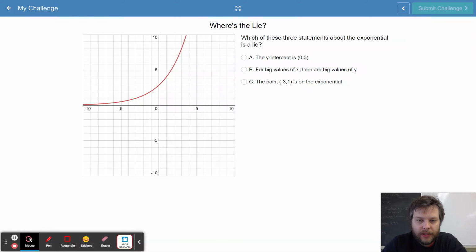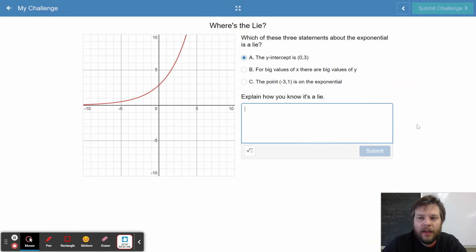I want you to think about it yourself, please. Think about which one is a lie. Well, let's look at the y-intercept. The y-intercept, remember, is always whatever number you get when x equals 0. I don't see 3 there. So statement A is the lie. Statement B is true. For big values of x, there are big values of y because it's exponential growth. And statement C is true as well because when I go right here on the graph, (-3, 1) is on the exponential.